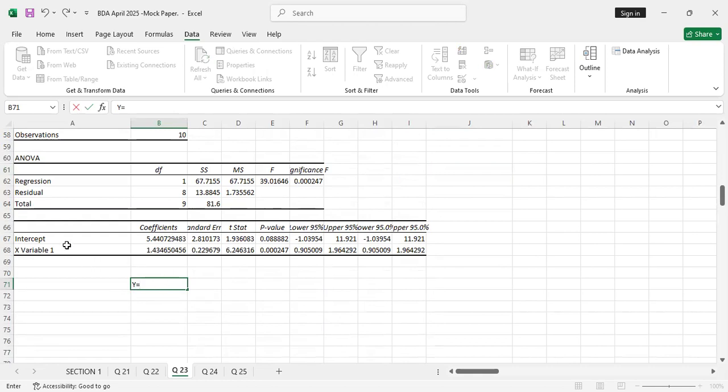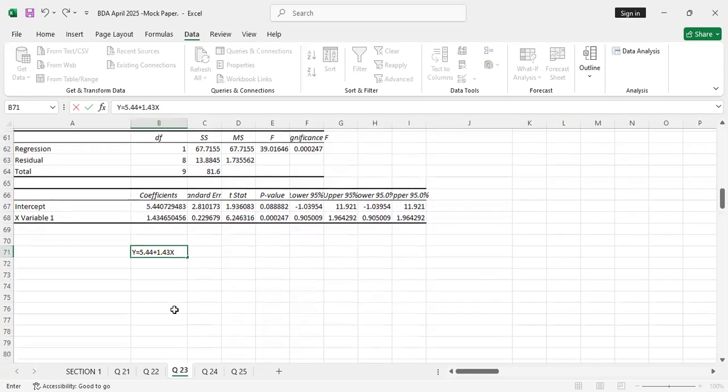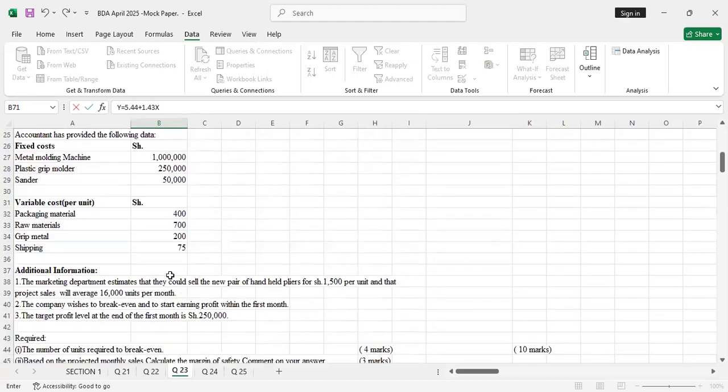You can see here we have an intercept. So this intercept represents A. So we'll have Y is equal to 5.4, plus, remember, it's BX. So X variable 1 means that this is the value of B. So B will be 1.4. I'll just put it to two decimal places: 1.43x. So Y is equal to 5.44 plus 1.43x. And that's how you are supposed to answer this first question.